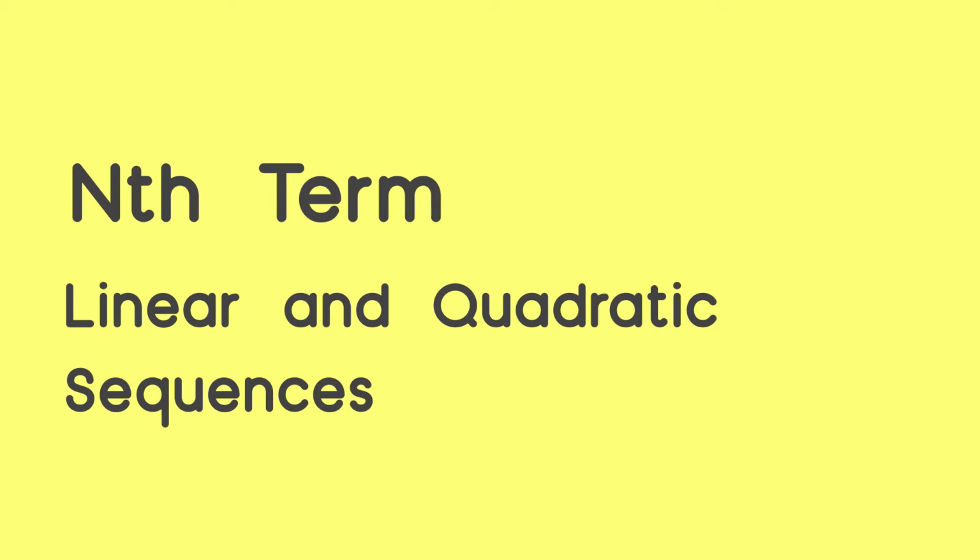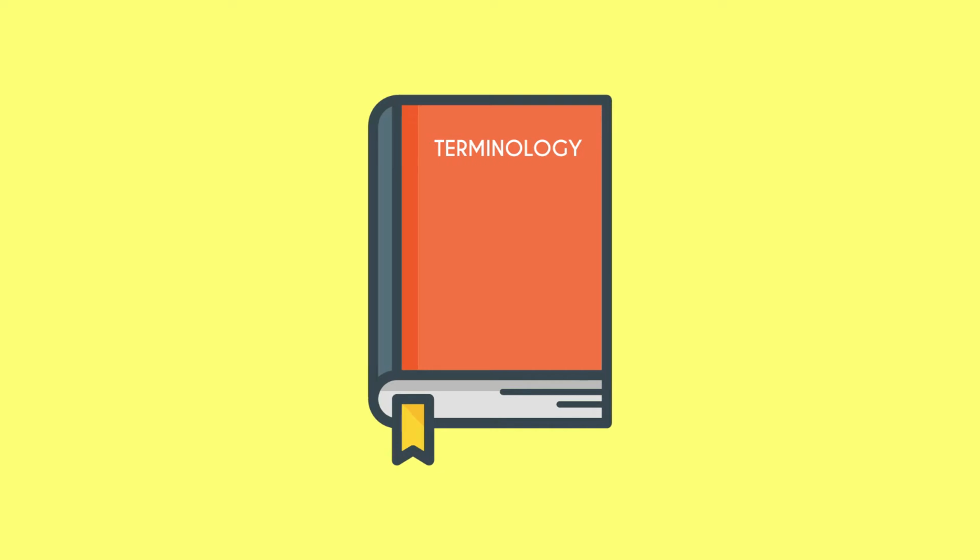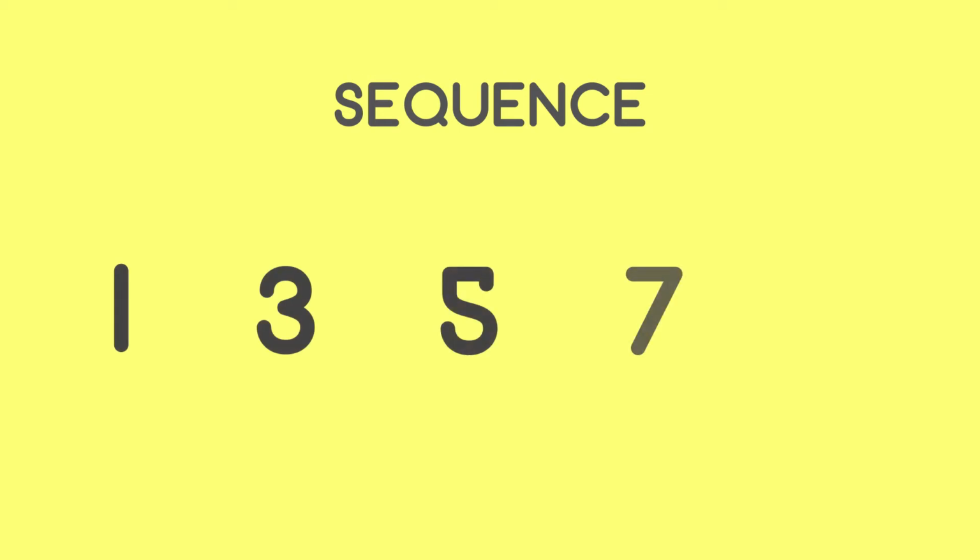Okay, so it's not as scary as it sounds, but before we can get started, we're going to have to go over some words and terminology so that we're all on the same page. Starting with what is a sequence. So, a sequence is simply a list of numbers that follow a pattern or formula.